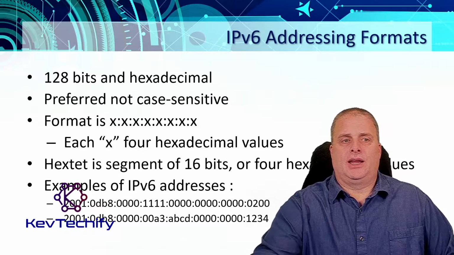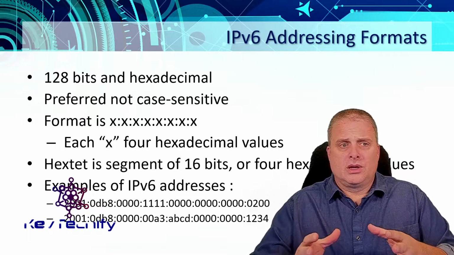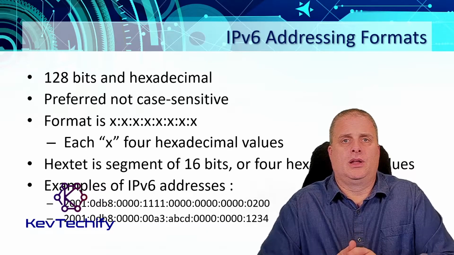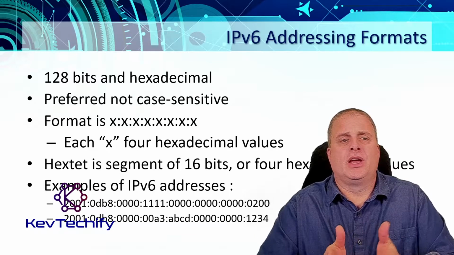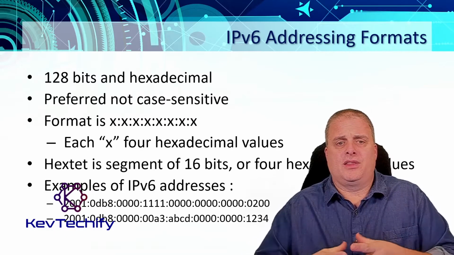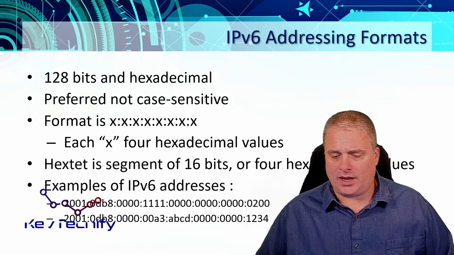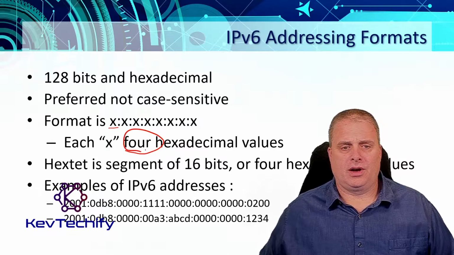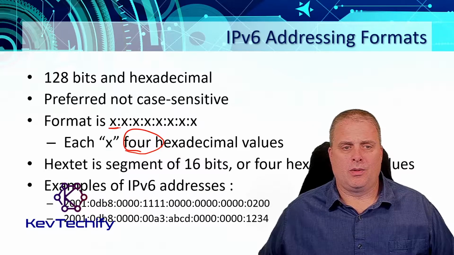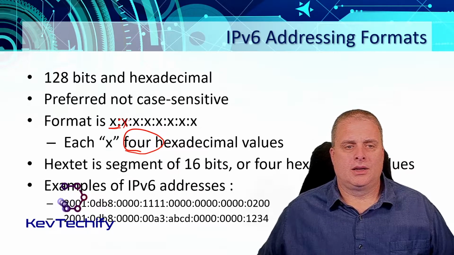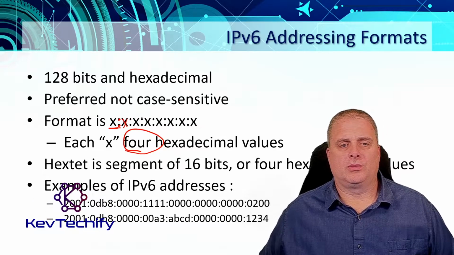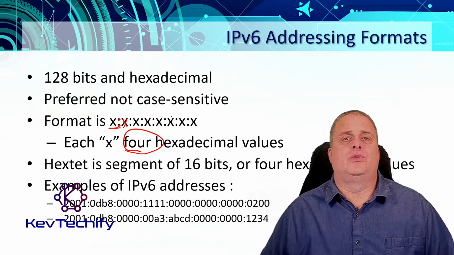IPv6 addressing is 128 bits long, and those bits are represented in hexadecimal. So we take 4 bits and turn that into a hexadecimal digit. Those 4 bits are represented by 1 hexadecimal digit, and we put that together. The preferred format is not case sensitive, and it looks like this. It is an X here, and once again, each X is a hexadecimal number. We have an X with a colon, repeat that X with a colon again, going through, and that's how it's represented. Number, colon, number, colon, number, colon. That is the preferred method to represent that.